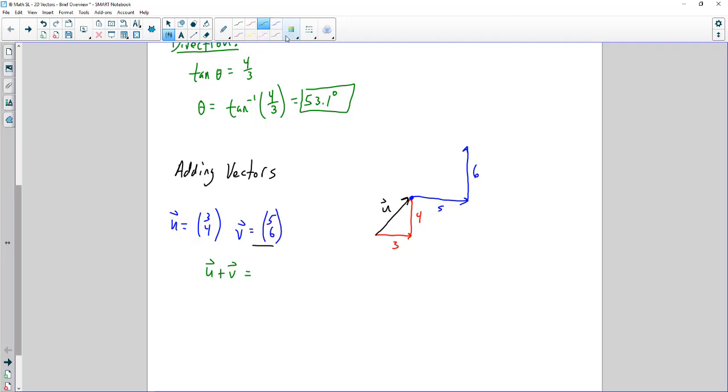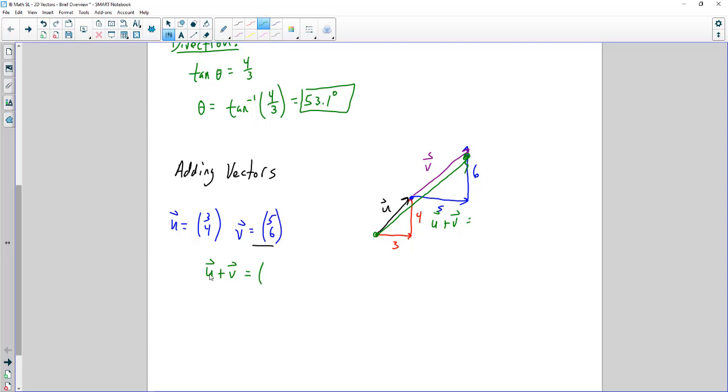And I have another vector I'm adding to it, and this is it. Let's do it in purple. This will be vector v. And then what's going to happen is I'm going to get a resultant vector from here to here. And this resultant vector is going to be called u plus v. Okay? That's the resultant vector. So when I do this, this will be really easy.